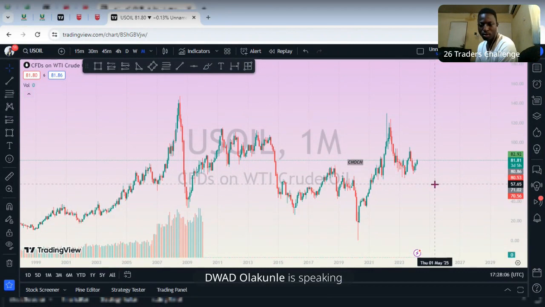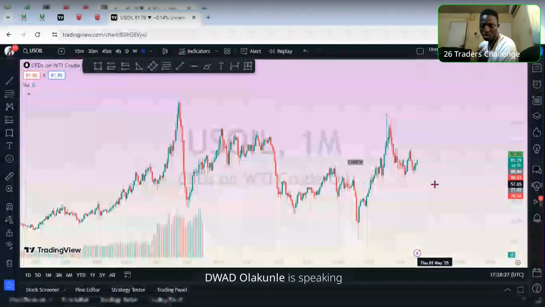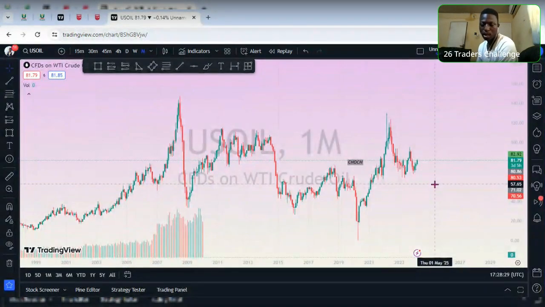Looking at the last green, I'm going to explain this now, but from the red down, it sort of took a downward trend, then it started going up again from the last green line. All right, no problem. So your bias is uptrend, right?